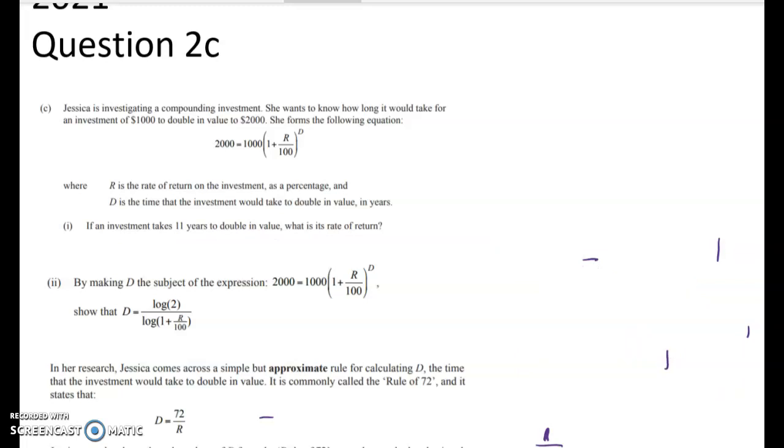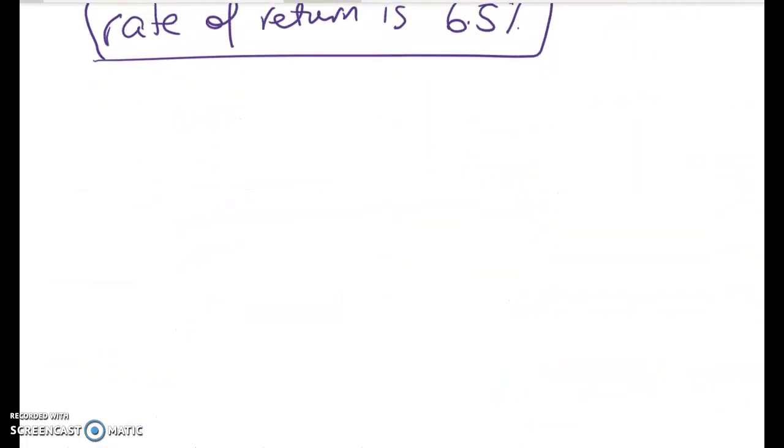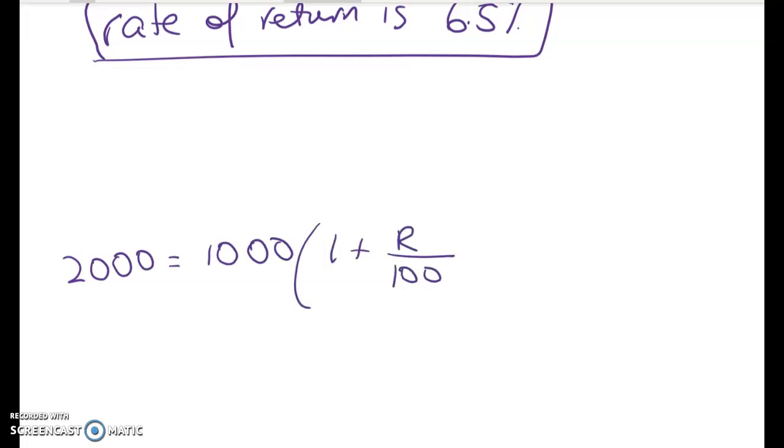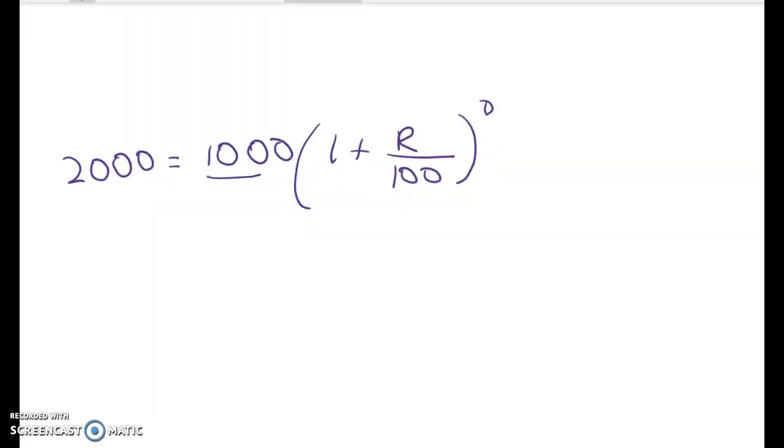So the next part of the question is where we have to rearrange it and make D the subject. So let's look again. By making D the subject of the expression, we have to show that we can write D like this. Okay, 2,000 is equal to 1,000 times 1 plus all of that. The first step is to divide by 1,000 on both sides. So 2 is equal to this to the power of D.